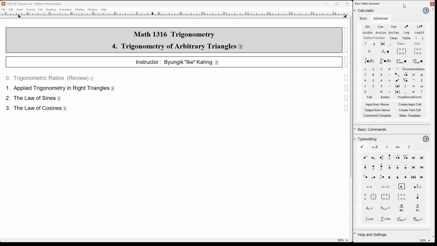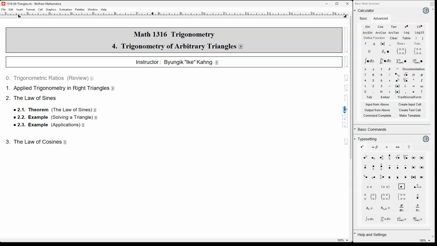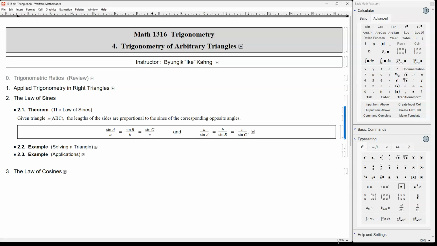Hello students, welcome back. Let us resume our discussion in section 2, the law of sines. Remember the law of sines?